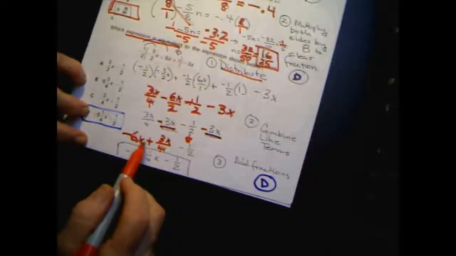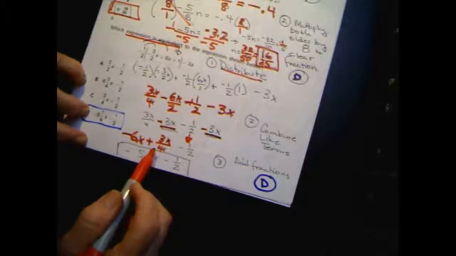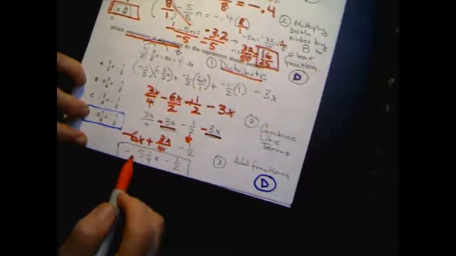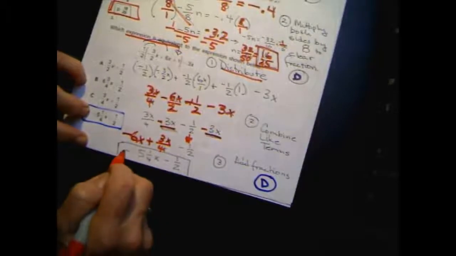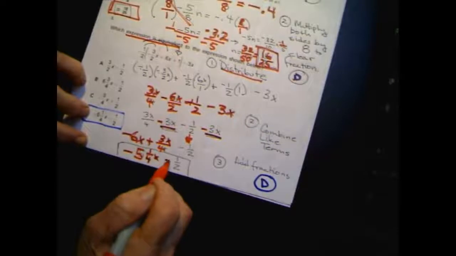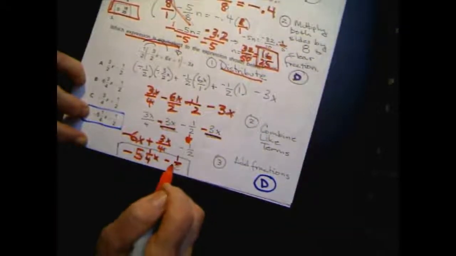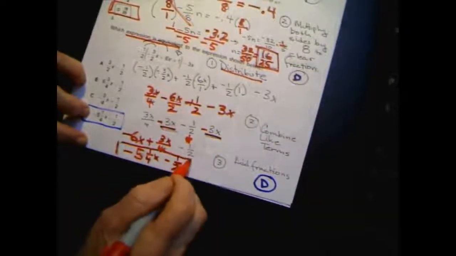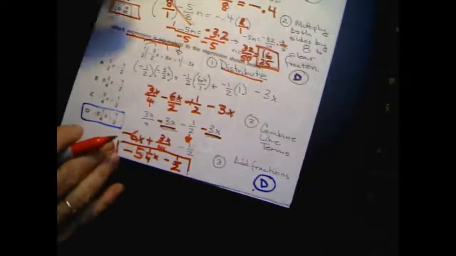Negative 6x plus 3/4. Just think of that as saying, what would I have to add to 3/4 to get negative 6x? It's negative 5 and 1/4 x minus 1/2. And that is my final answer. Answer choice D.